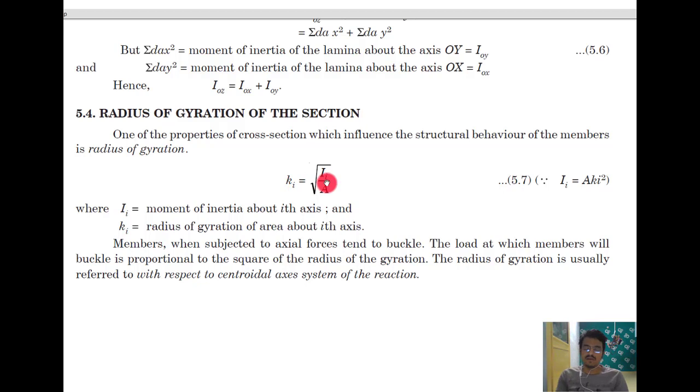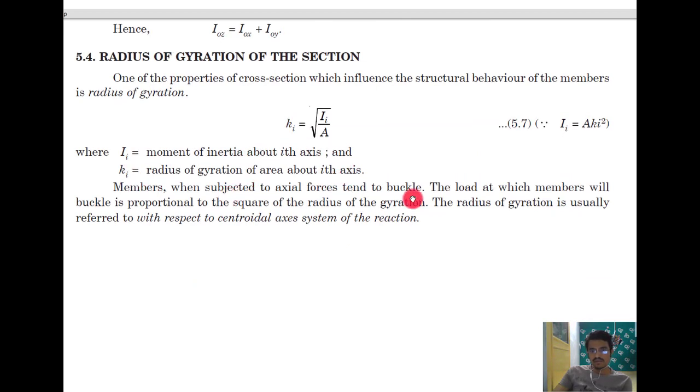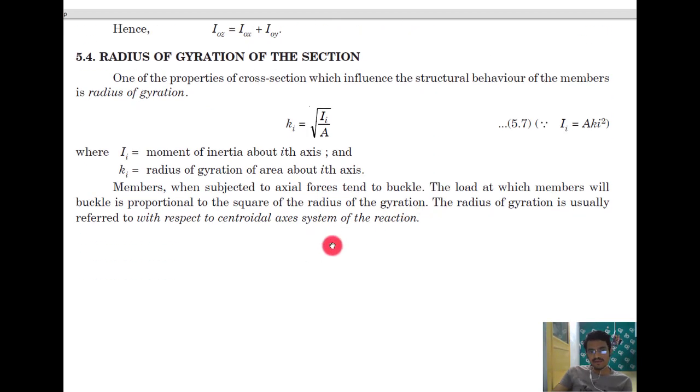So, in any numerical where the radius of gyration is given, we can determine the moment of inertia using this formula I is equal to A K square. I is the moment of inertia about the given axis and K is the radius of gyration. So, that is all for the theory part, and in the next video we will solve the numericals. Thank you.